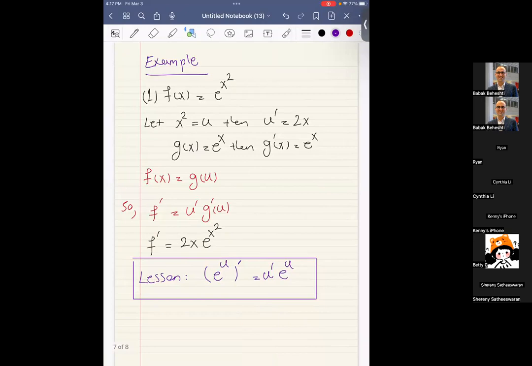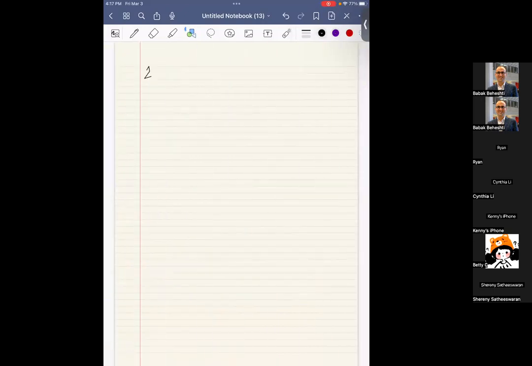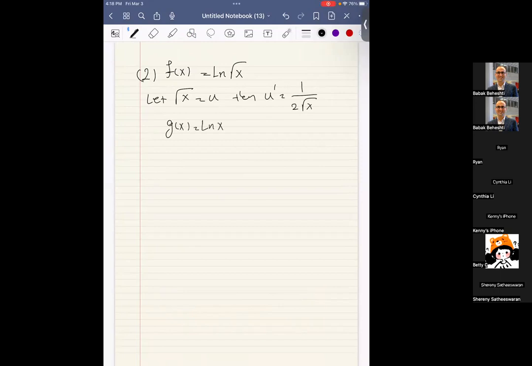Another example, example 2. For example, f of x is equal to ln of square root x. So here we can say, let square root x be u, then u prime is 1 over 2 times the square root x. And we can let g of x be ln of x, then g prime of x is 1 over x.